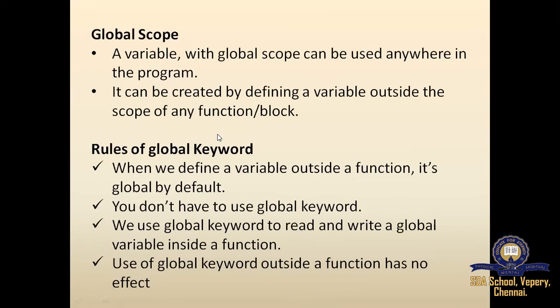The next one is global scope. Of course, a variable declared above all the functions or above all the blocks, we call that variable a global scope variable. So a variable with global scope can be used anywhere in the program. It can be created by defining a variable outside the scope of any function or block.